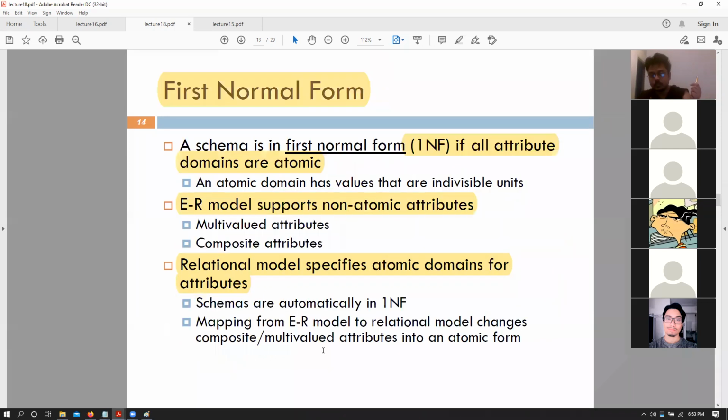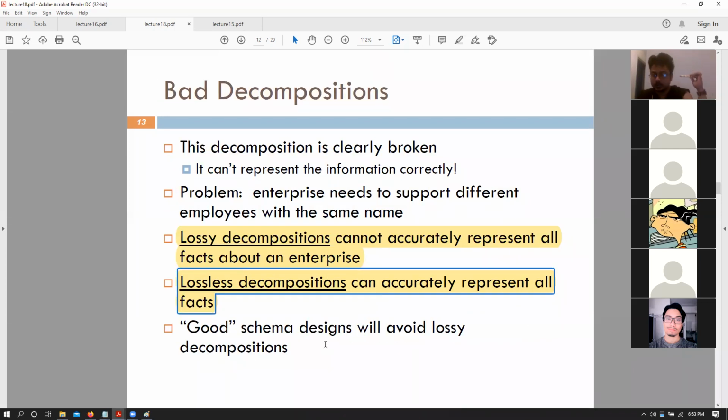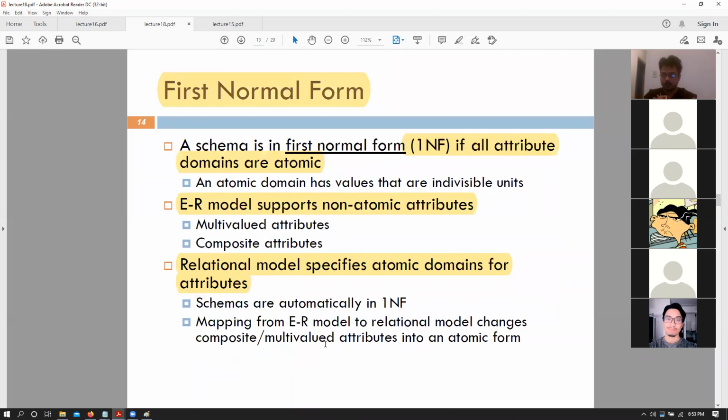So that is the difference between lossy and lossless decompositions, and we actually want to strive towards lossless decompositions. So how can we decompose a table into its corresponding subtables such that once we combine all of them together, we would still get the original data in its original form? Okay, so I guess I will stop for today.